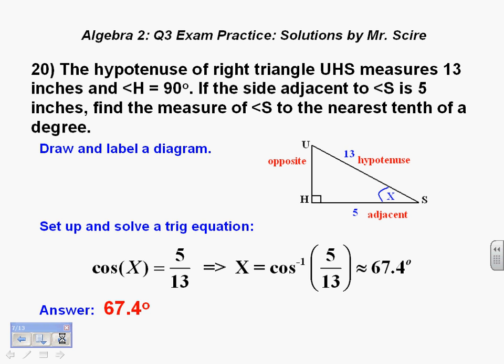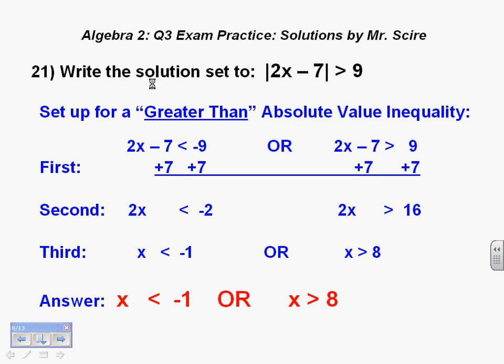Okay, next problem is 21. Now we are asked to write the solution set to an absolute value inequality. We notice that this is a greater than absolute value inequality. The setup for that is to split it into two separate inequalities.